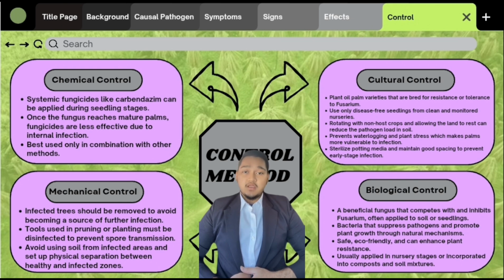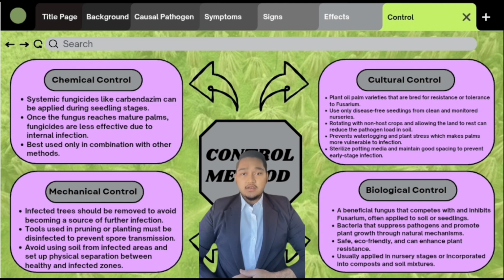So next is mechanical control. Mechanical control means doing a physical action. In these cases, we can remove and destroy any palm that is already infected so it doesn't spread to others. Also, we should clean tools and machinery after working in infected areas. This helps reduce the chances of spreading the fungus.